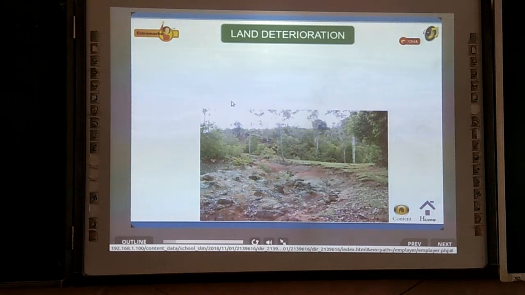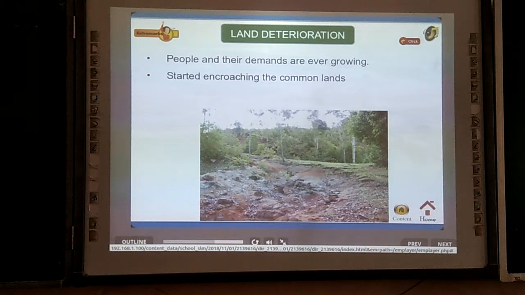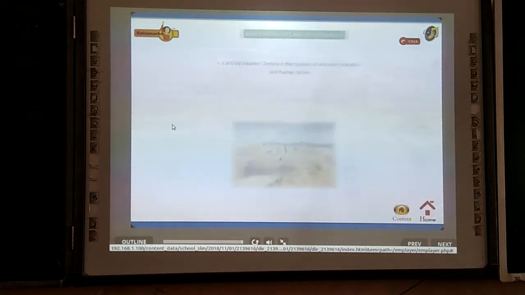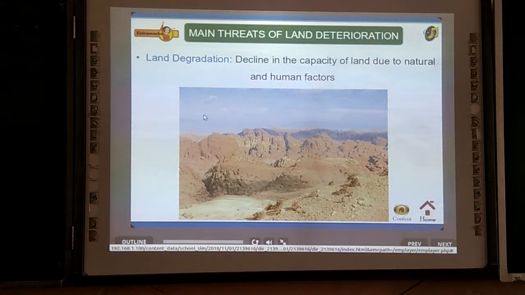Land deterioration. People and their demands are ever growing. They started encroaching on the common lands. The quality of land is deteriorating with time. Land degradation is the decline in the capacity of land due to natural and human factors.